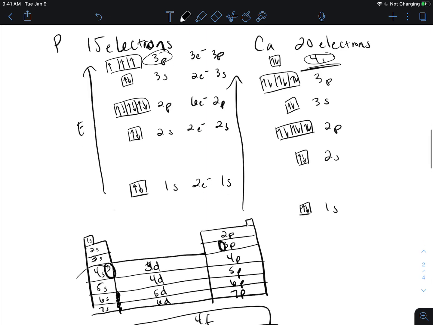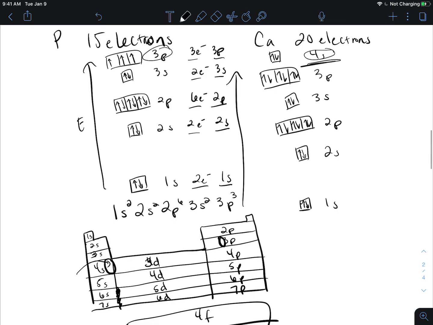And we write them out. We write our subshell, and then as a superscript, we write how many electrons are in there. So our 1s has 2 electrons, 1s2. Our 2s has 2 electrons, so we write 2s2. Our 2p has 6 electrons, 2p6. Our 3s, 2 electrons, 3s2, and then our 3p, 3 electrons, 3p3.